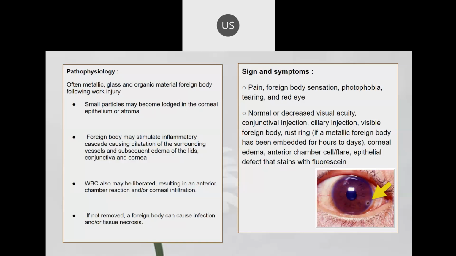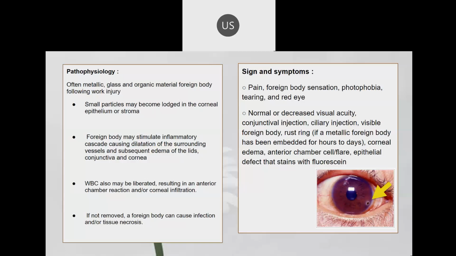For the signs and symptoms, usually the patient will present with pain, foreign body sensation, photophobia, and tearing of the eye. It also may present with normal or decreased visual acuity, conjunctival or ciliary injection, and a visible foreign body.